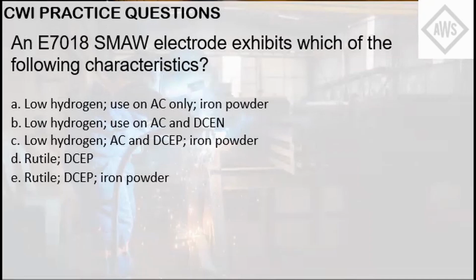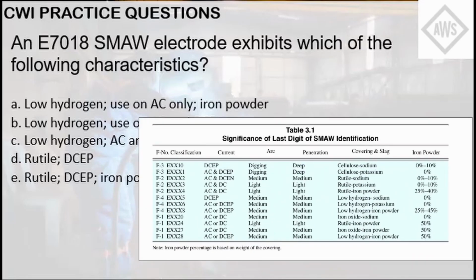E7018 is a low hydrogen electrode, so by process of elimination, letters D and E can be ruled out. Normally, an electrode which ends with the digit 5, 6, or 8 can be concluded to be a low hydrogen electrode. This leaves us to the familiarity of this table below as seen. The digit 8 can be used for AC and DCEP with 25 to 45% iron powder. That leaves us with letter C, which is the answer. Low hydrogen can be used with alternating current and DC electrode positive and with the use of iron powder.